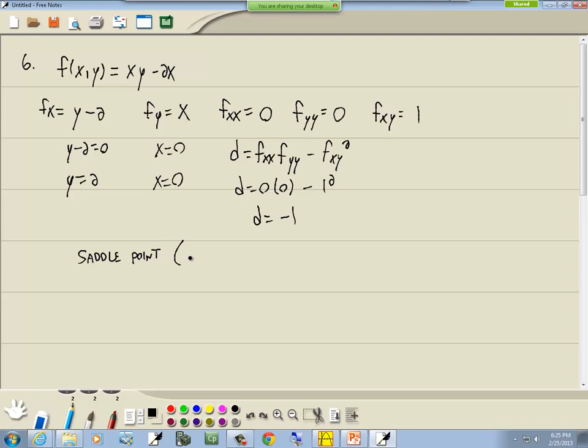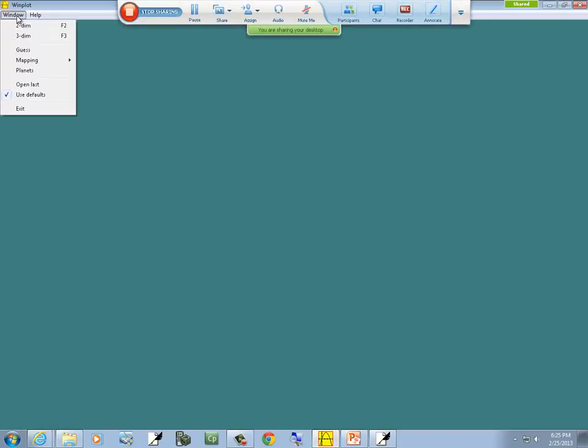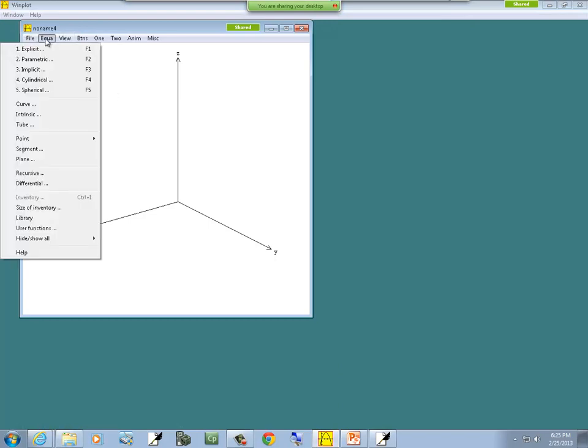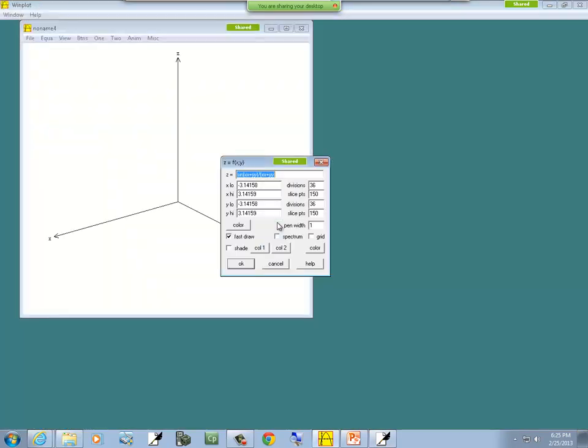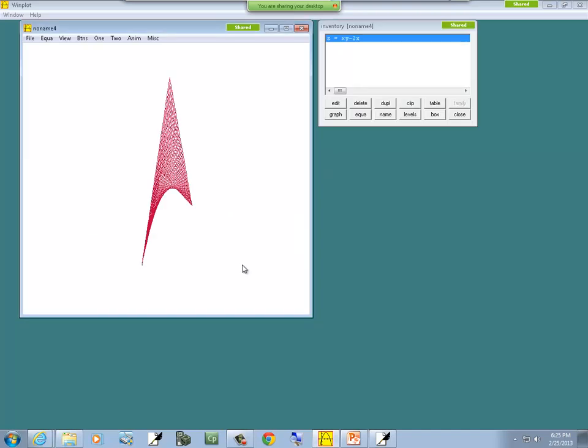at x is 0, y is 2, and see what z is. If I put 0 in for the x and 2 in for the y, that's 0. If I put 0 here, 2 times 0 is 0, 0 minus 0 is 0. So that would be our saddle point. Let's graph this. Choose window, 3 dimensions, and choose equation explicit. And we got xy minus 2x. And let me click OK. Then view axis.